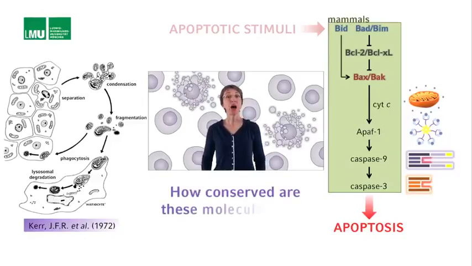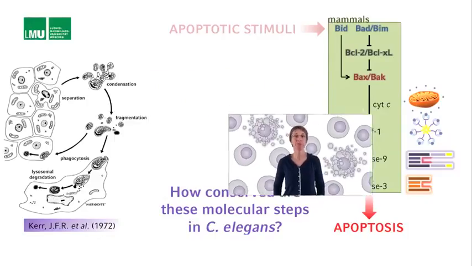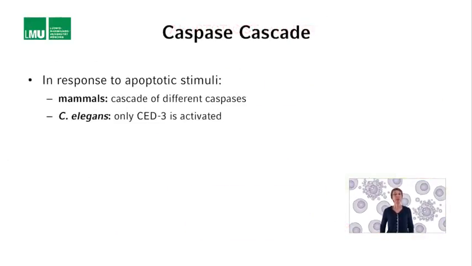How conserved are these molecular steps in the worm C. elegans? Let's look at the genetic pathways in worms and mammals and compare them. Then let's see what we know about each of the steps at the molecular level. And let's start at the bottom. In mammals, a cascade of caspases is activated in response to apoptotic stimuli. However, in C. elegans, it appears to be just one caspase, CED3, that is activated.